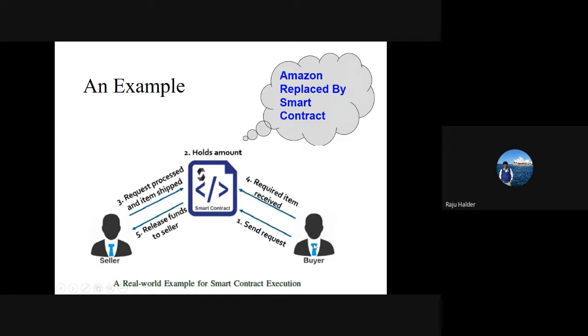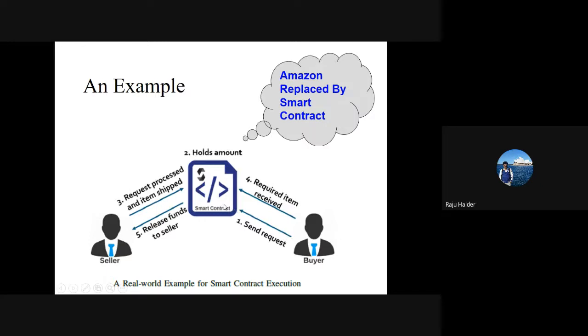First, the buyer wants to buy something, right? So the buyer will send a request that I want to purchase these things. Then that information will be sent to the seller, and the seller is notified. The seller can tell the amount, okay, this is the amount. Then the buyer will be notified of the amount. And then the buyer can pay the money.